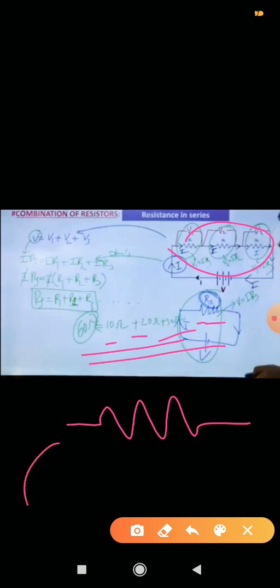Then when we put one resistor for all, we must sum all the resistors, meaning 10 ohm plus 20 ohm plus 30 ohm, that is 60 ohm. So let's move to the parallel. This is resistance. Move to the resistance in parallel.